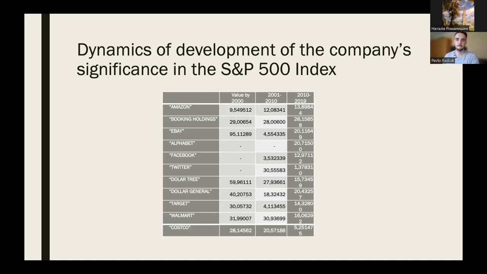The e-commerce company representatives are becoming increasingly important every year, as well as becoming a major player in the international area. So this is correct, this was proved. If we make a more detailed analysis of each of the companies, it can be said that our hypothesis was proven for Amazon, Booking Holdings, and also for eBay, Alphabet, and Facebook.